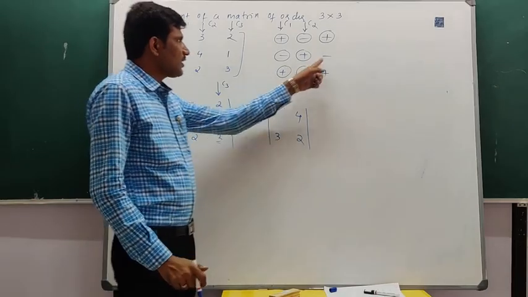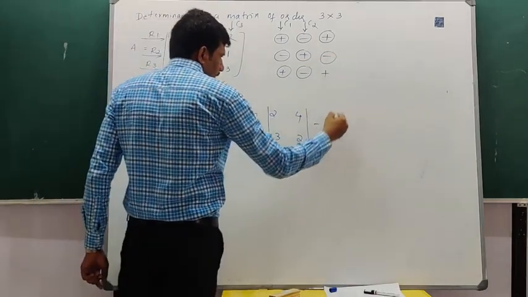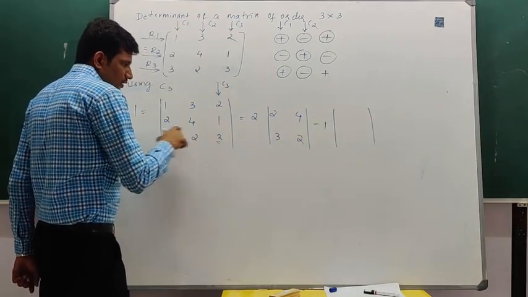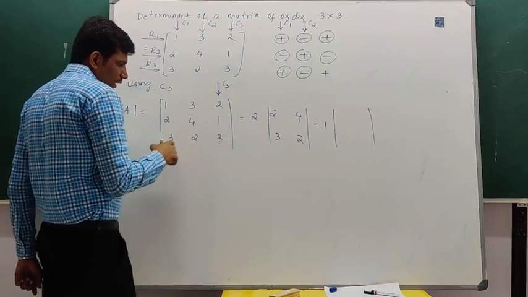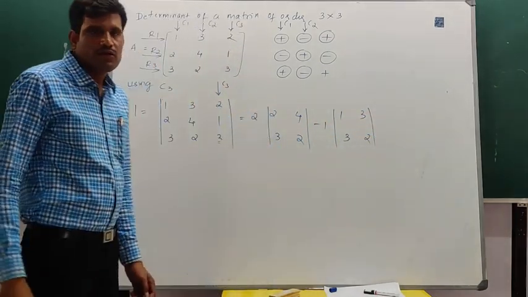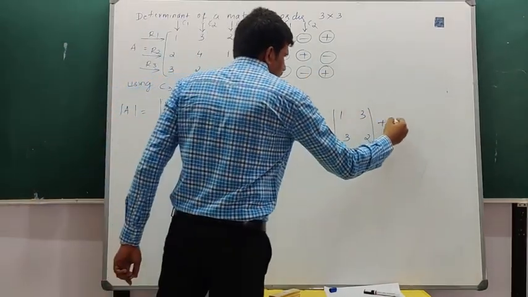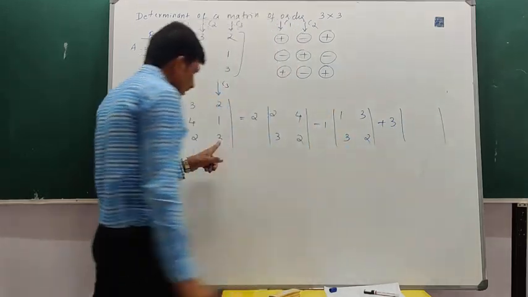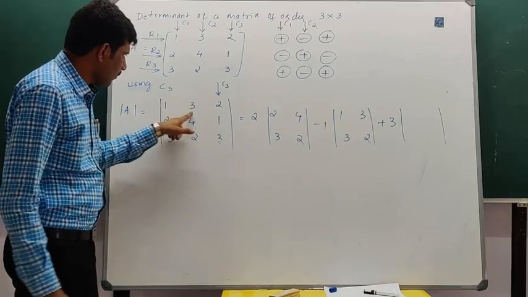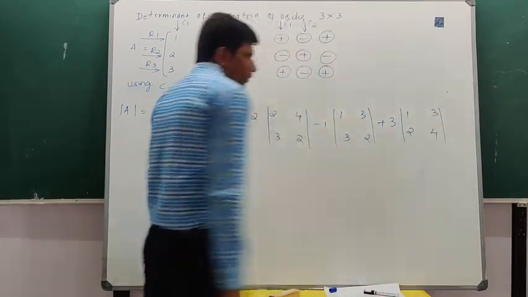What is the sign of the next element? It is minus. Now see how to write. Minus is minus into plus, it is minus 1. Now leave the row and column where this 1 is present. This is second row and third column. What is left here? 1, 3, 3, 2. Right. So what is the third element in third column? It is plus. Plus into plus is plus 3 into determinant of. Where is this 3 present? This 3 is present in third row and third column. What is left here? 1, 3, 2, 4.